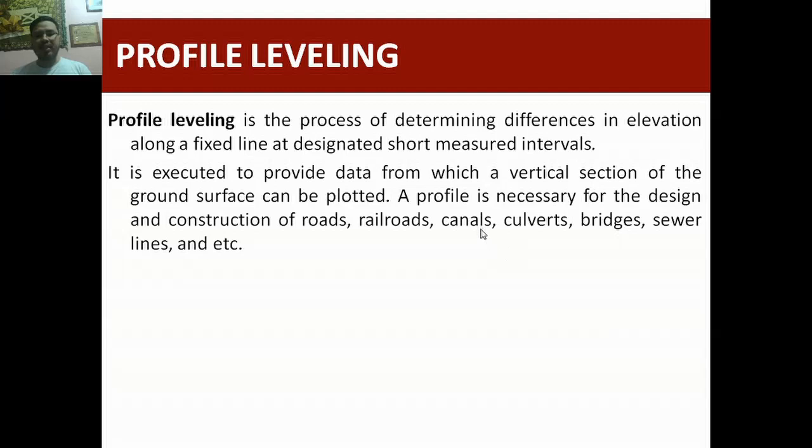A profile is necessary for the design of construction of roads, railroads, canals, culverts, bridges, sewer lines, and etc. Profile leveling is important, especially when you reach highways and transportation engineering, especially in constructing roads and bridge alignments, like the projects now in Cebu City. So this is very, very important.